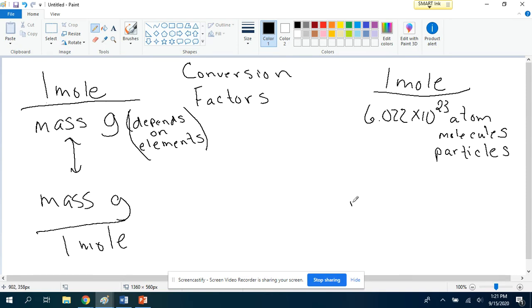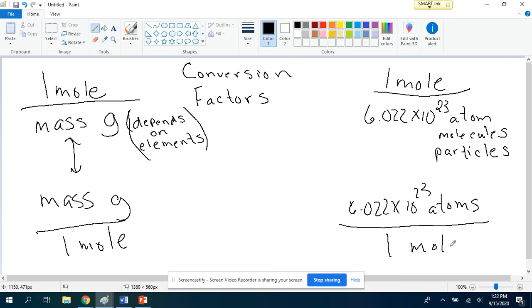Same thing over here. You could do 6.022 times 10 to the 23, and I'm just going to do atoms, but it could be any of these: molecules, particles, doesn't matter, over 1 mole. It's the exact same thing. We can use these conversion factors any way we want to. Okay, so let's put that into motion.